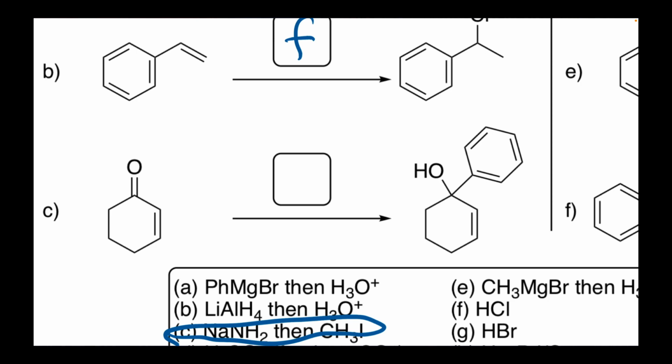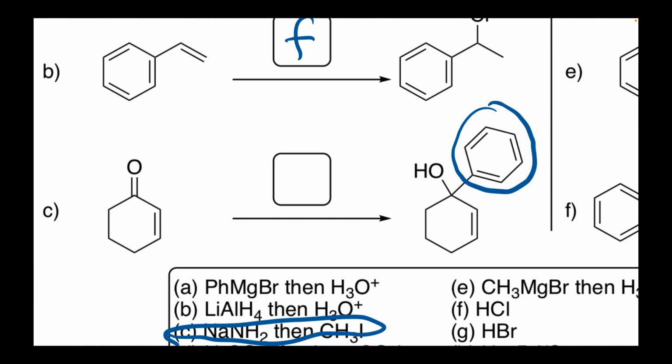Ketone, and we have added this group on here and broken the double bond to the oxygen, and we end up then with an OH. So from a ketone, we make a tertiary alcohol with the addition of a benzene ring. So we need what kind of reacting group for the benzene ring?